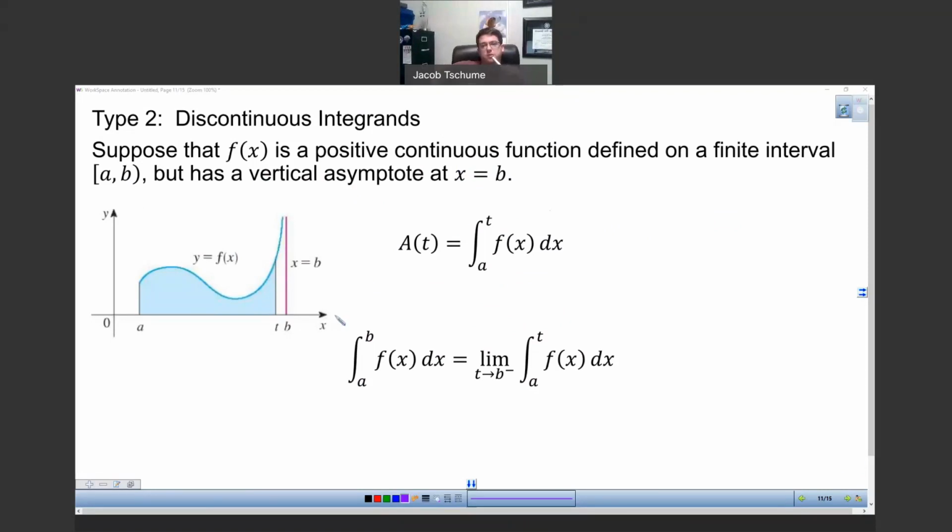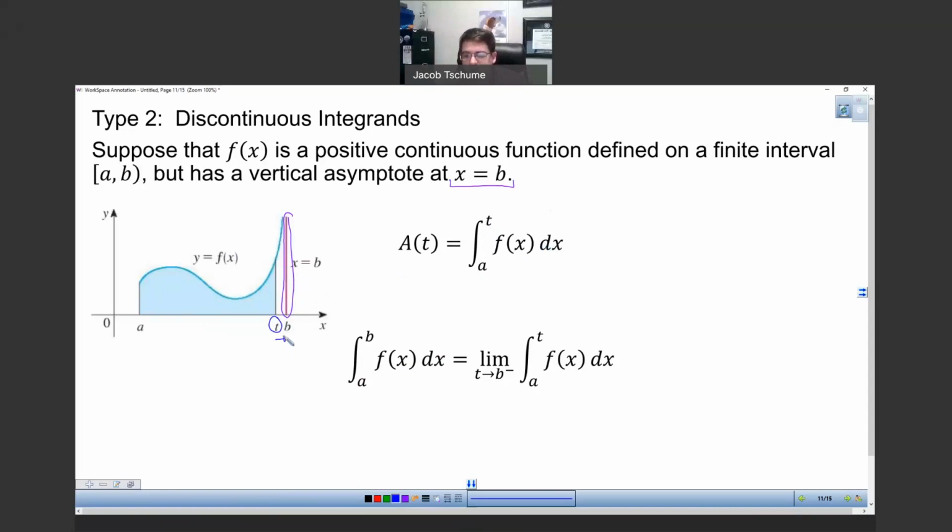So let's first suppose that we have a positive continuous function defined on a finite interval a to b, but at your right endpoint, what if it has a vertical asymptote there? So you see right here on the endpoint, there is a vertical asymptote involved. Well, you can't integrate from a to b because b does not actually exist when it comes to the function. So what you will have to do is find the area under this curve. You will have to integrate from a to t, because we're going to let t be any number less than b. The problem is that you can't just pick a random t.